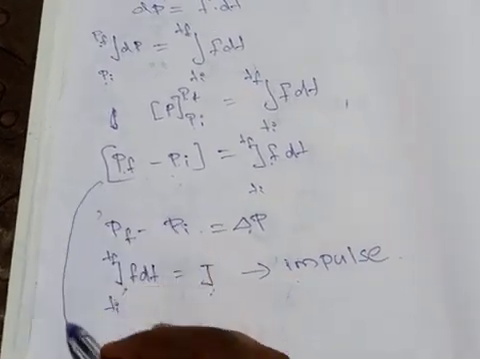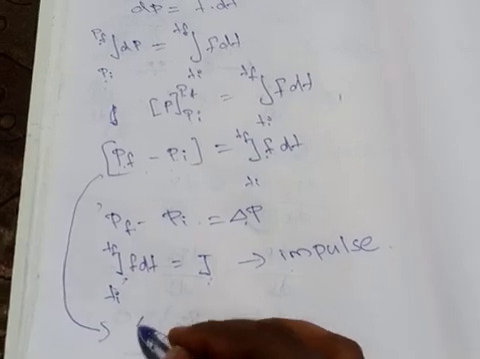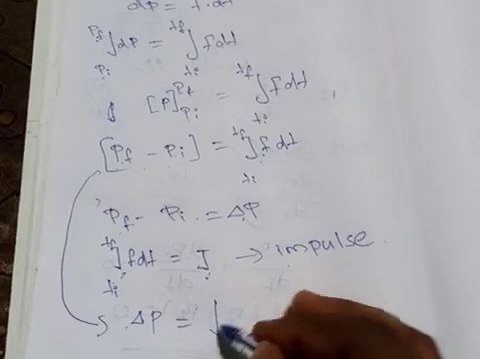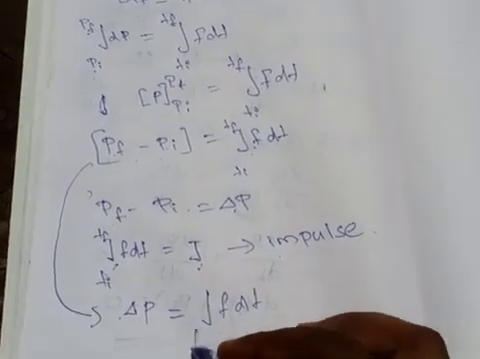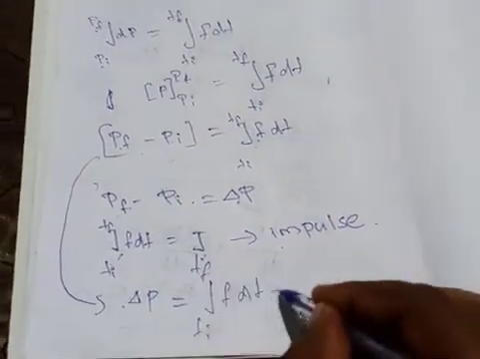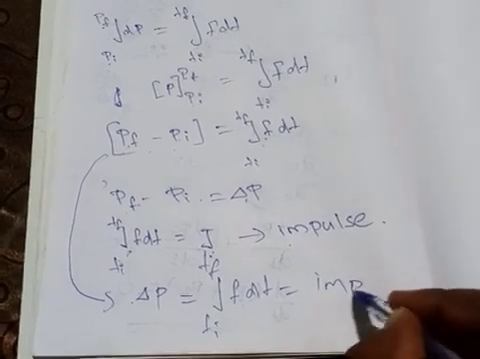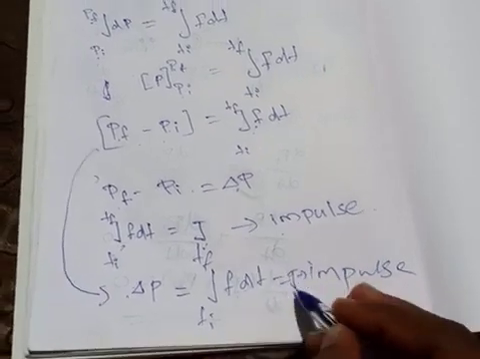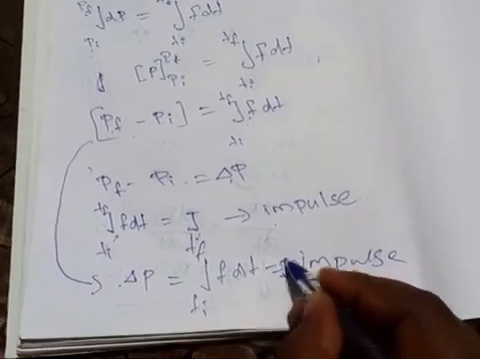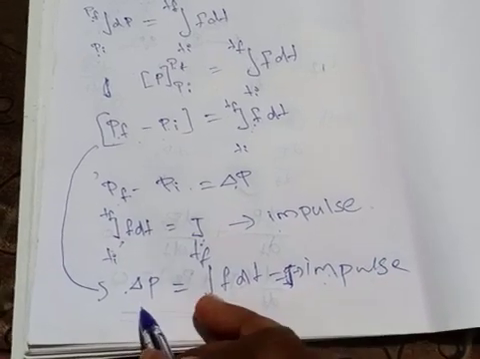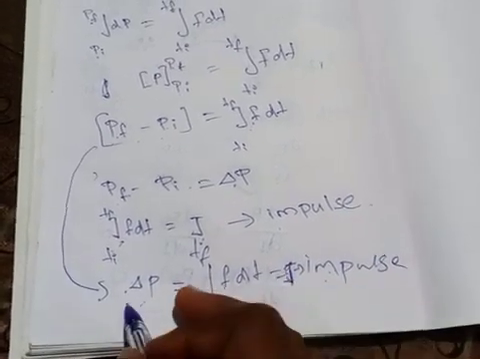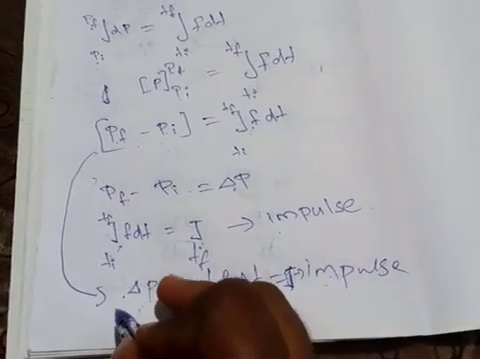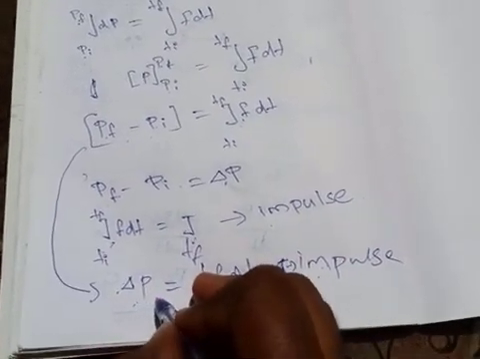So if I am substituting this, Pf minus Pi, delta P is equal to the integral of F dt from Ti to Tf. This is what we said is impulse. So impulse J, J is the only symbol we are using for impulse. So impulse is equal to what? The rate of change of momentum. So impulse is equal to the change in momentum of the object.